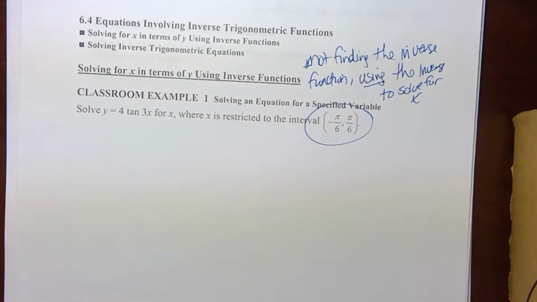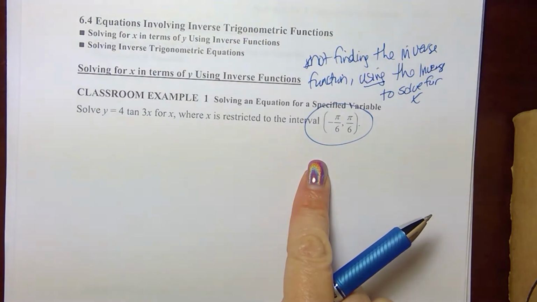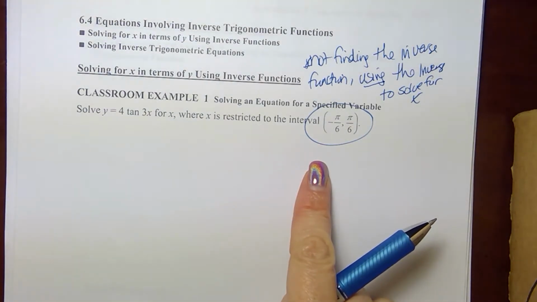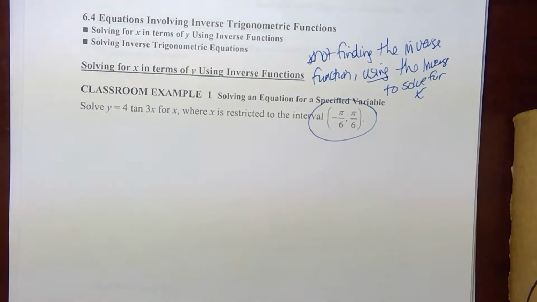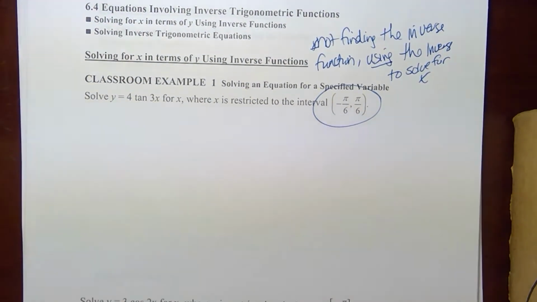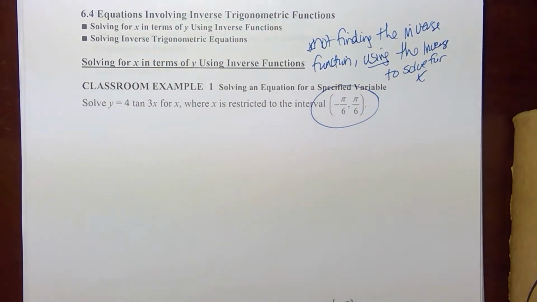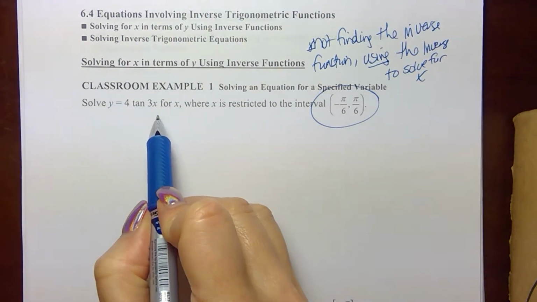Okay, our first question tells us to solve y equals 4 tangent 3x for x, where x is restricted to this interval. Now, don't worry about the interval. The interval they have given you, it works. They have restricted it to such a place that they can be sure that the solution you get will be a valid solution. So take note of the interval, but know that you are not being asked to evaluate that interval at all.